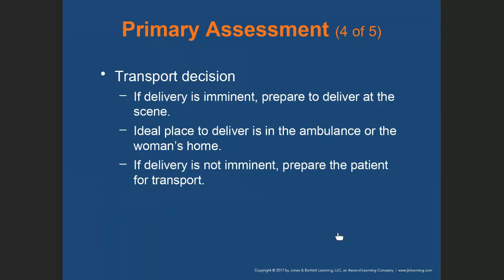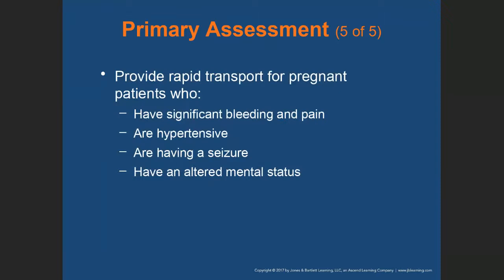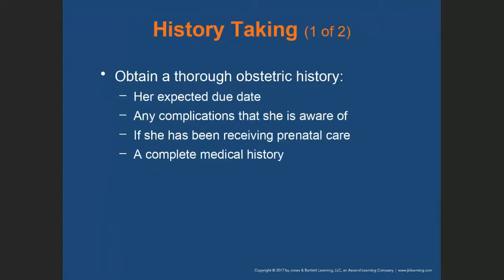Transport decision. If delivery is imminent, prepare to deliver at the scene. The ideal place to deliver is in the ambulance or the woman's home. If delivery is not imminent, prepare the patient for transport. Provide rapid transport for pregnant patients who have significant bleeding and pain, are hypertensive, are having seizures, or have an altered mental status.